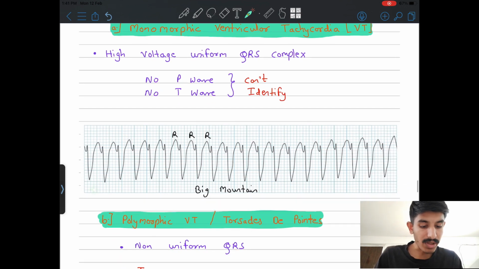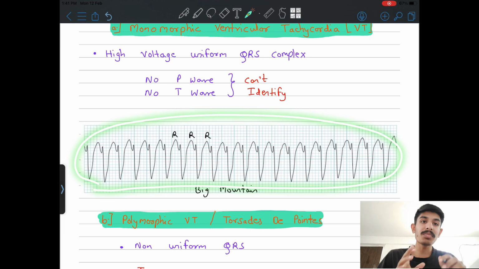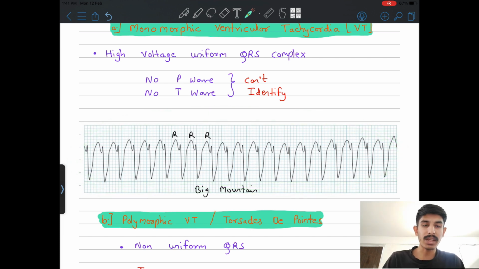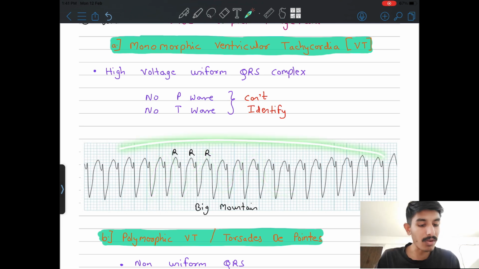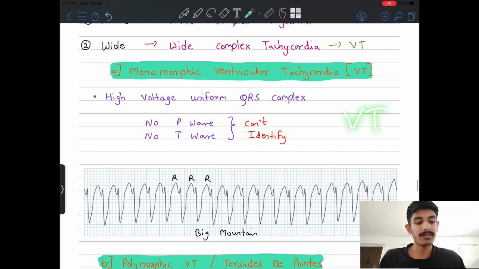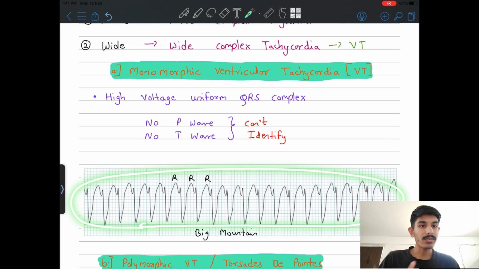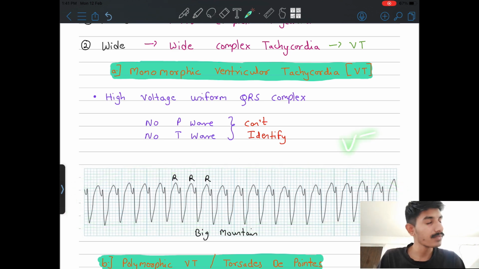Just look at this ECG. Are you able to find a P wave, Q wave, any wave? No. You are just looking at these big mountains. If you see big mountains like this, simply write it as ventricular tachycardia, because you are not able to find a P wave or T wave, as they are not present. So just write it as VT. Simple. So your answer is solved.